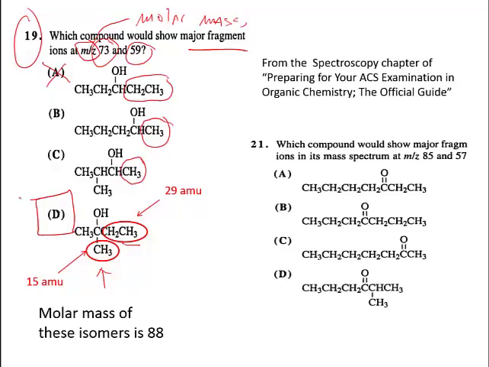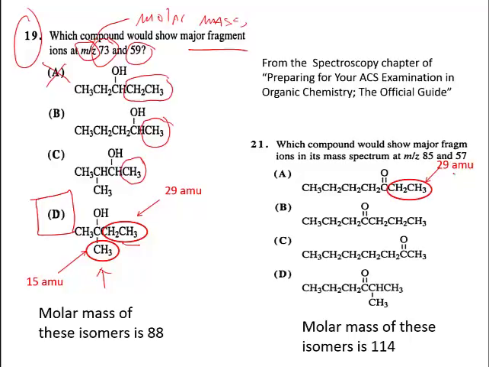Problem 21 is sort of similar. What I notice about this one is that, again, we're looking for major fragment ions, and our major fragments are 85 and 57. The careful observer will notice that there are 7 carbons in the molecule, 14 hydrogens, and an oxygen. And that's true regardless of which one you're looking at. They're all isomers. If you take 85 away from 114, what you'll discover is that that mass is 29.